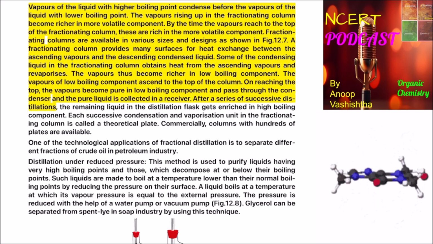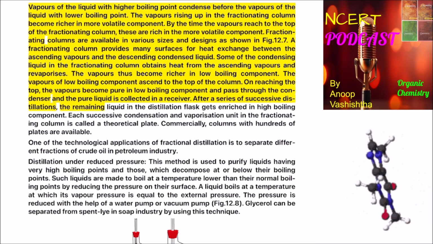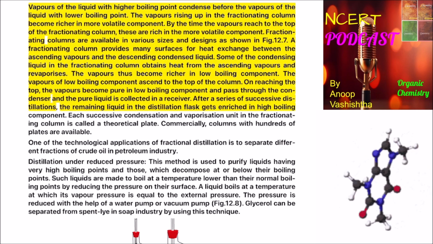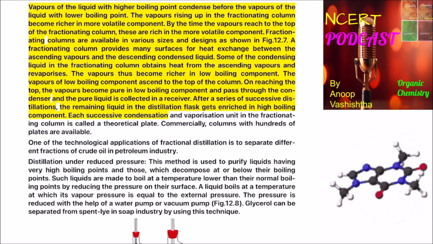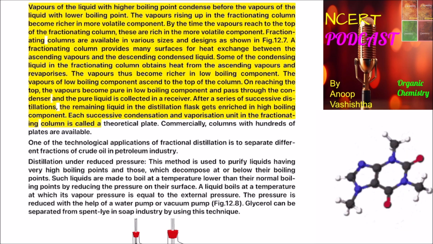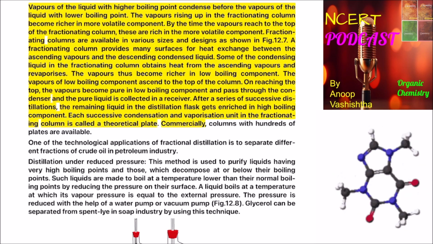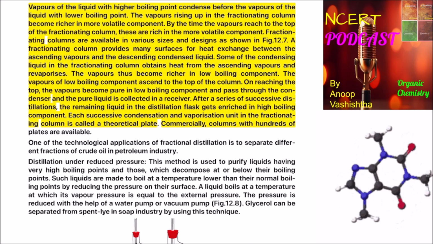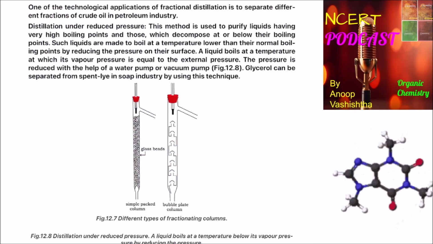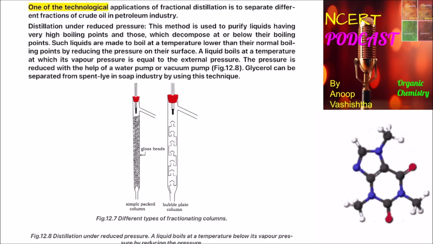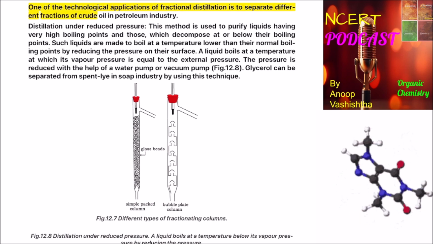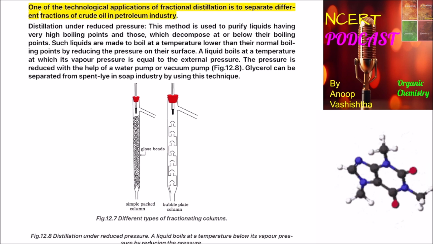After a series of successive distillation, the remaining liquid in the distillation flask gets enriched in high boiling component. Each successive condensation and vaporization unit in the fractionating column is called a theoretical plate. Commercially, columns with hundreds of theoretical plates are available. One of the technological applications of fractional distillation is to separate different fractions of crude oil in petroleum industry.